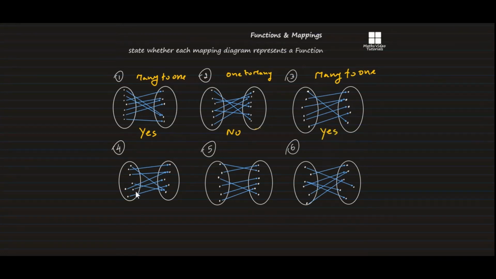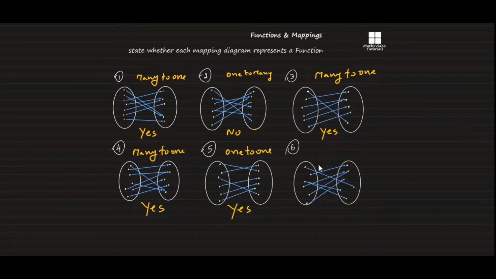For number 4, the mapping is a many to 1. These 2 here link up to this one here, all right? And these 2 as well. So it is still a function. For this diagram, all of them are one-to-one. So it is a function.